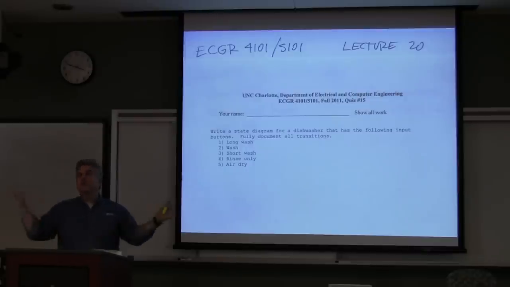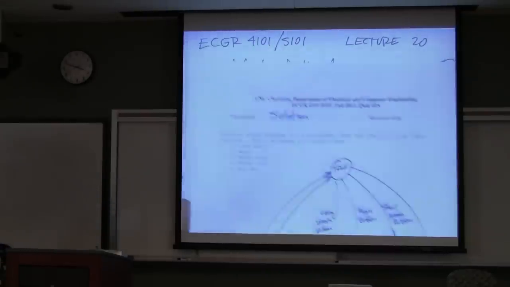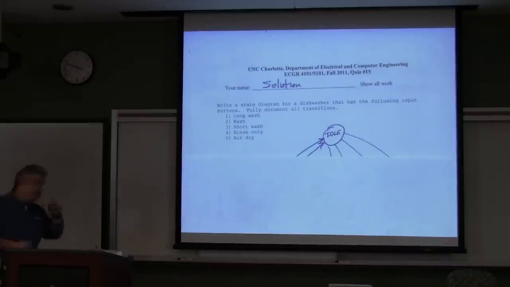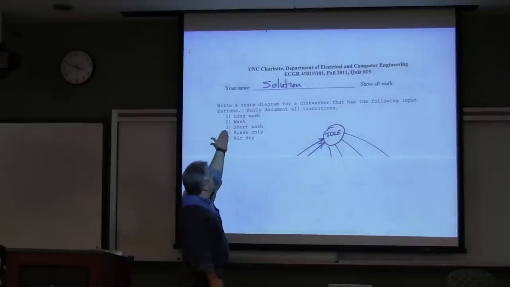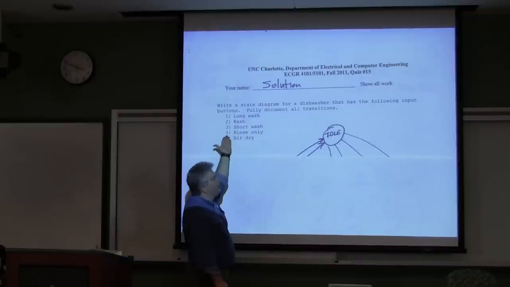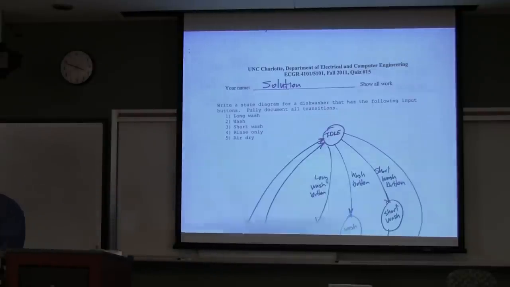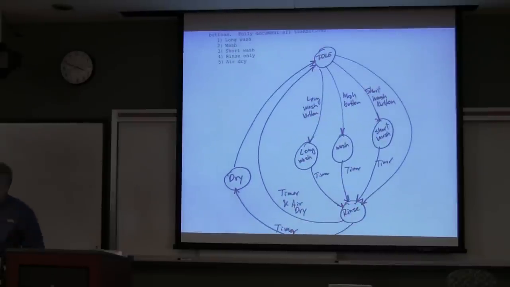So every state machine starts with what? An idle state. So we have an idle state in which everything starts there. And then from there, well, which of these buttons will actually send you to a different state? Pretty much 1 through 4, right? 4 different things to do because you have the choice of going to a long wash, a short wash, or a rinse.